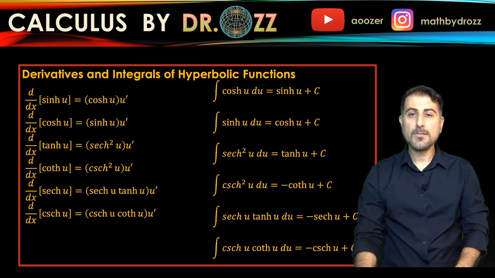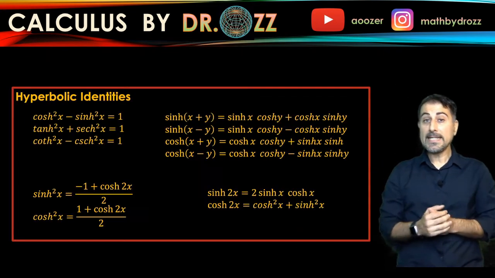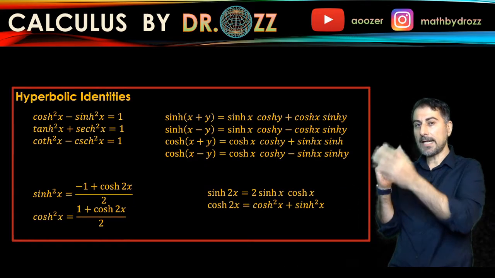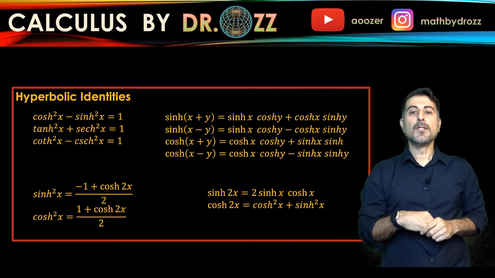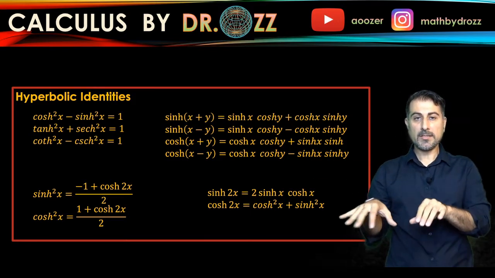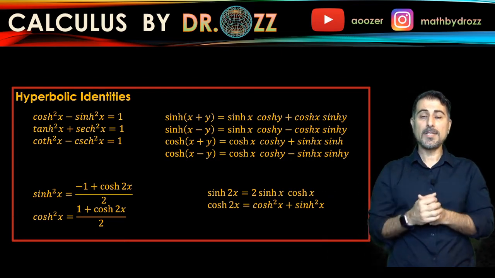To be able to integrate these functions, you may need hyperbolic identities. This is something that you should keep safe because from time to time you may refer back to those hyperbolic identities, not only for the questions in this exercise, but for future exercises. Please have a copy of this.